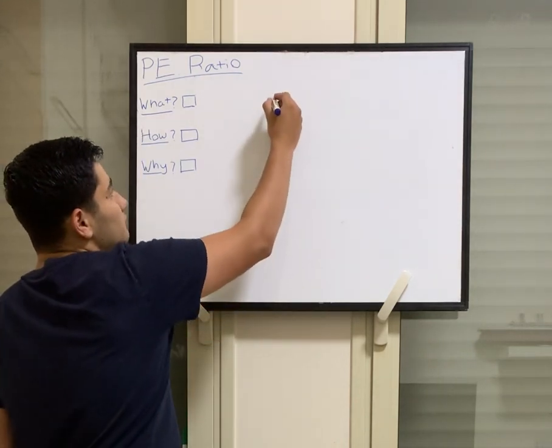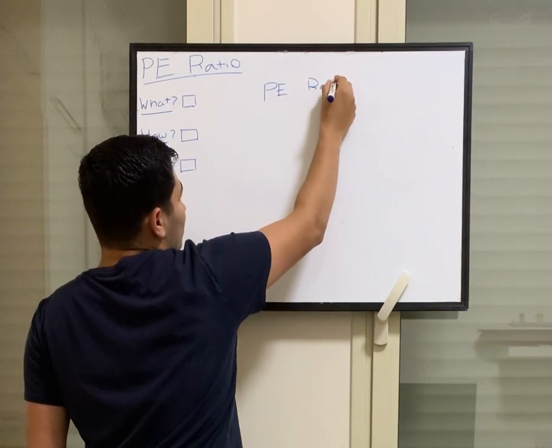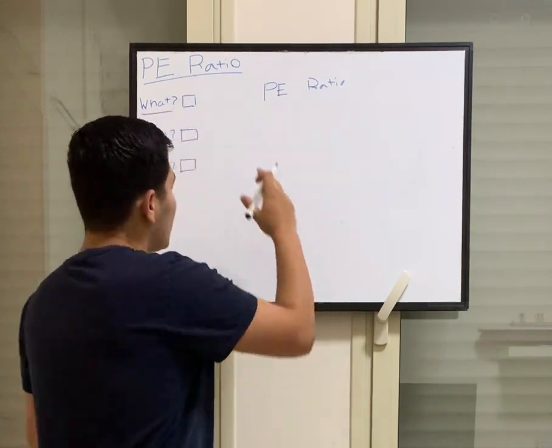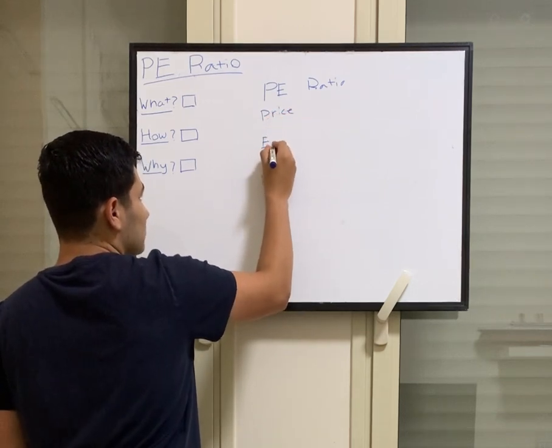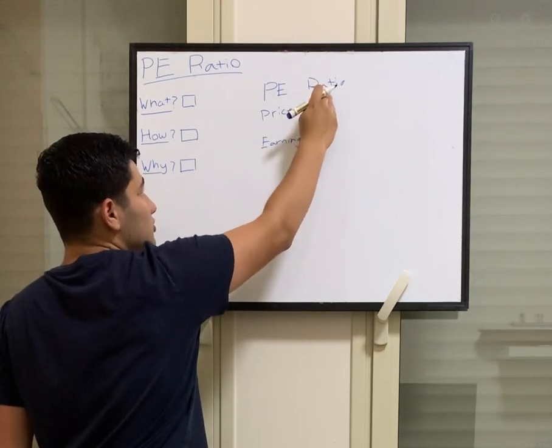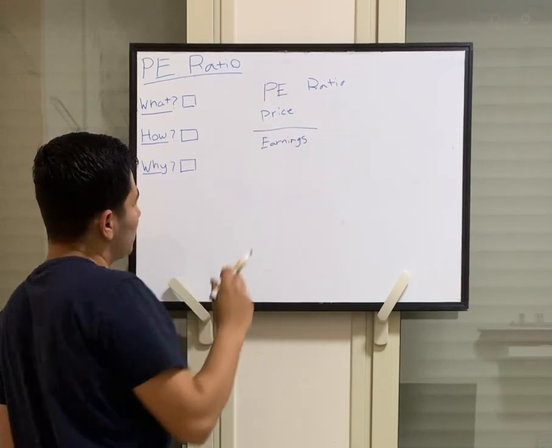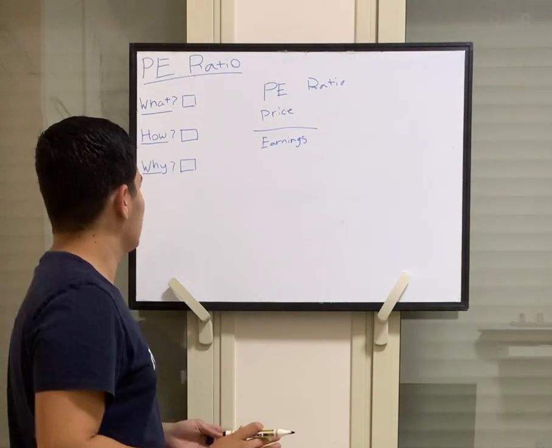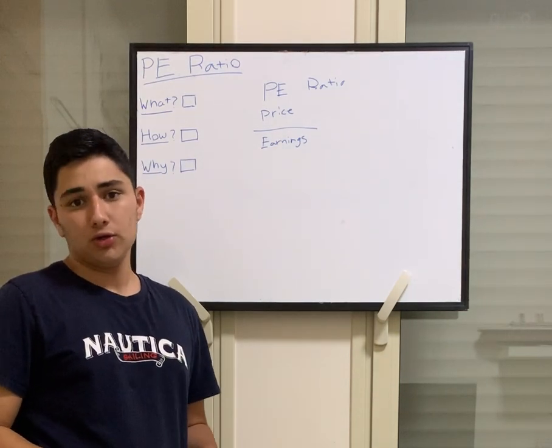A PE ratio is divided into PE and ratio, of course. And a ratio means something divided by something else. And PE is price and earnings. So, using ratio, we know that we're getting to a number that is a division, and P and E is price and earnings. So we have price divided by earnings. So that leads us to what it is. It is a ratio of the price of a company to its earnings.